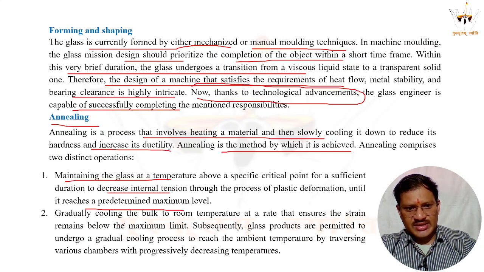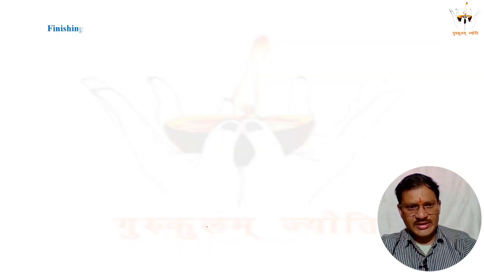The second is gradually cooling the bulk to room temperature at a rate that ensures the strain remains below the maximum limit. Subsequently, glass products are permitted to undergo a gradual cooling process to reach the ambient temperature by traversing various chambers with progressively decreasing temperatures. Now, this is the third process in the manufacturing process. So we have this annealing.